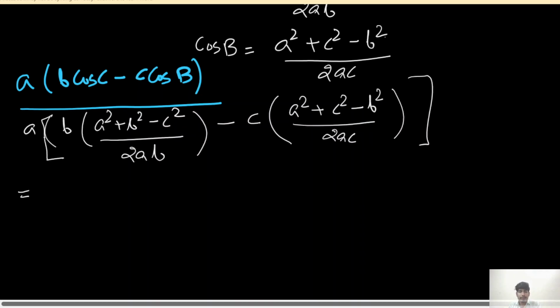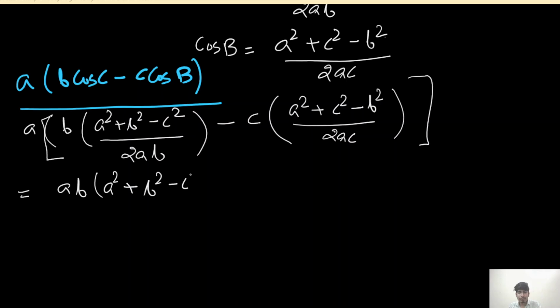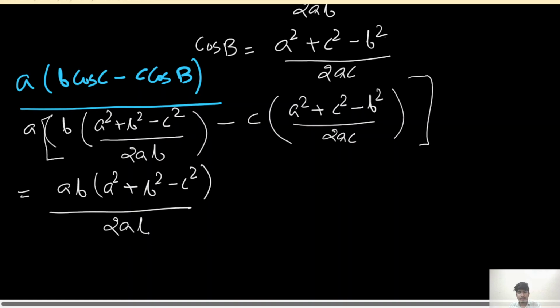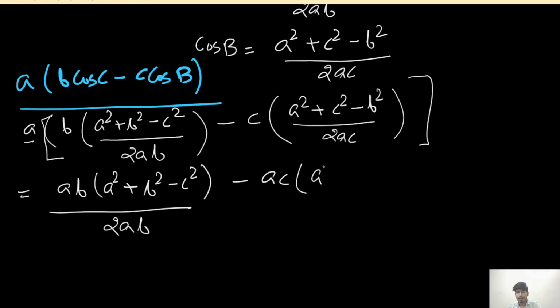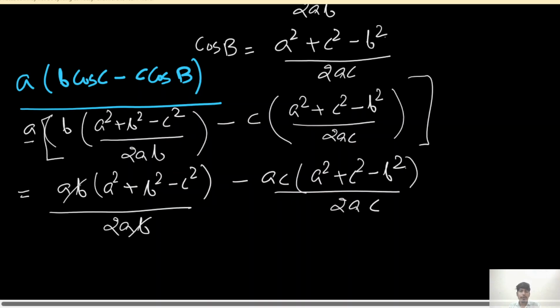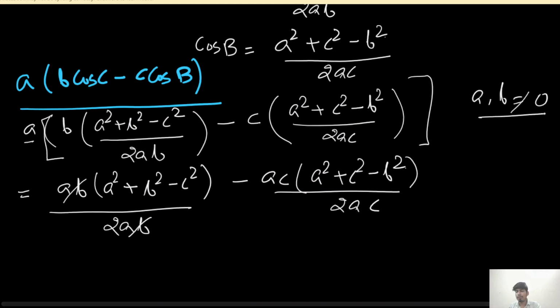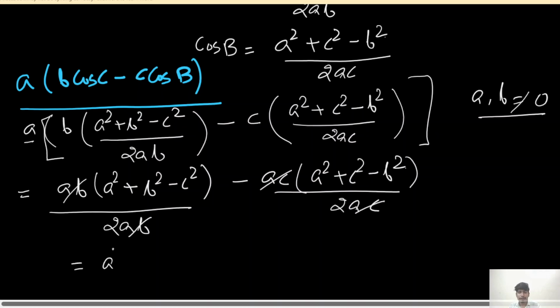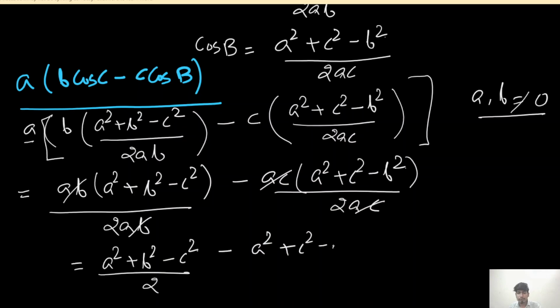Then c, students. If I multiply by a, what do we get? ab(a² + b² − c²)/2ab. Okay students, then here minus sign. Then if I multiply this a here, what do we get? ac(a² + c² − b²)/2ac. We cancel ab by ab, because a and b are non-zero, sides of a triangle are non-zero. Then also ac cancels by ac. So we get (a² + b² − c²)/2 − (a² + c² − b²)/2.